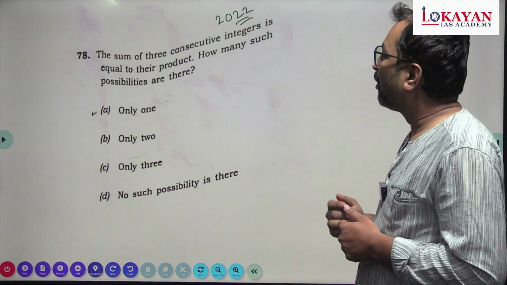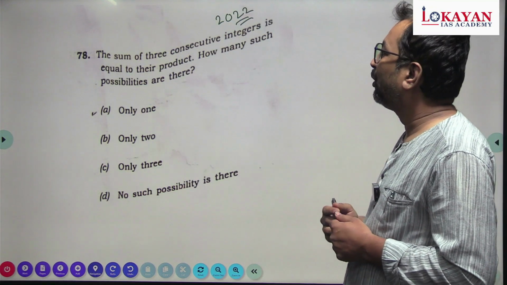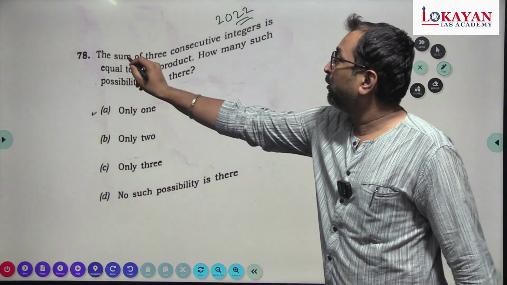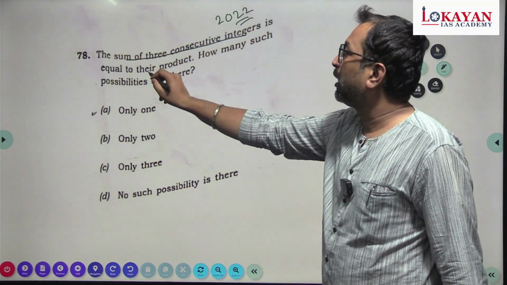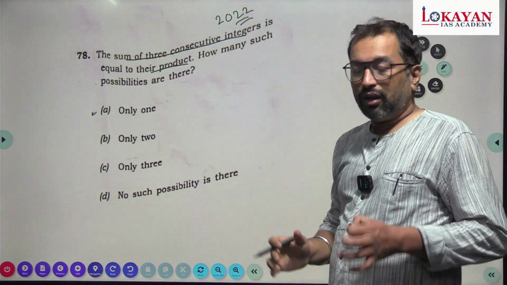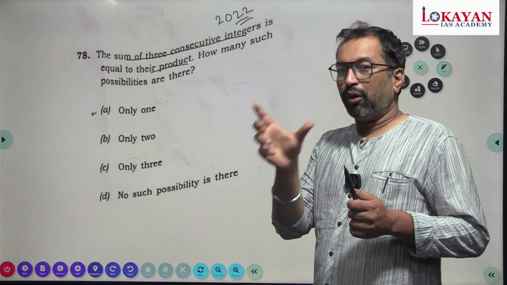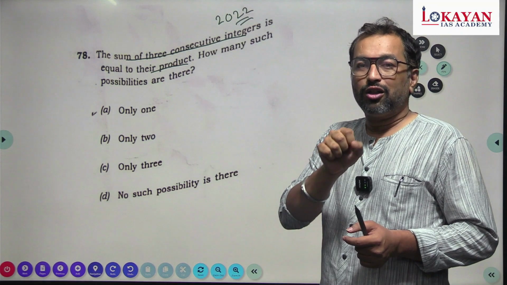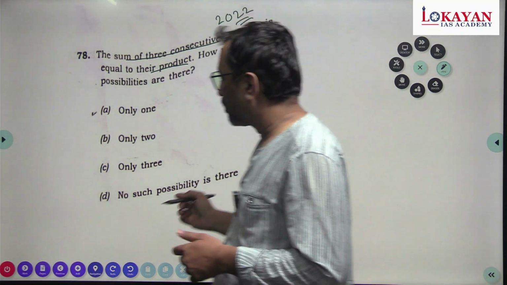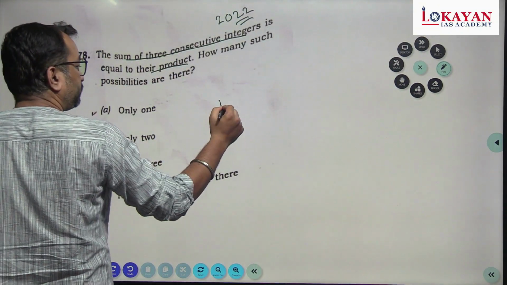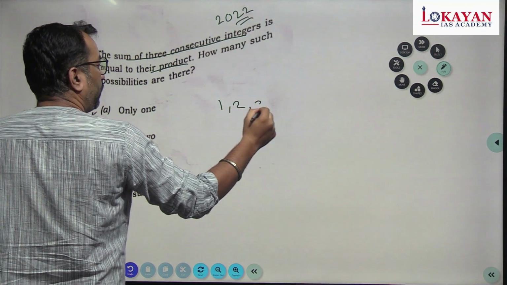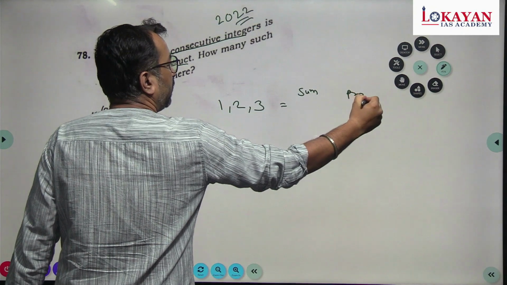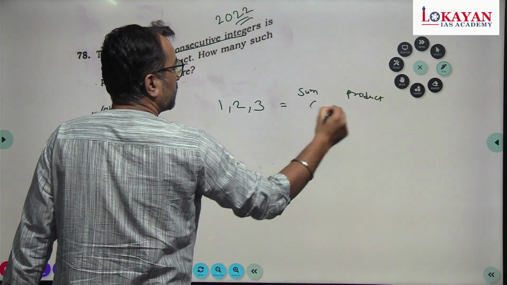The sum of three consecutive integers is equal to their product. How many such possibilities are there? What I told, whenever they say that product is equal to sum of numbers, at that time the numbers must be very small. So one such set is 1, 2, 3, because their sum is 6 and product is also 6.